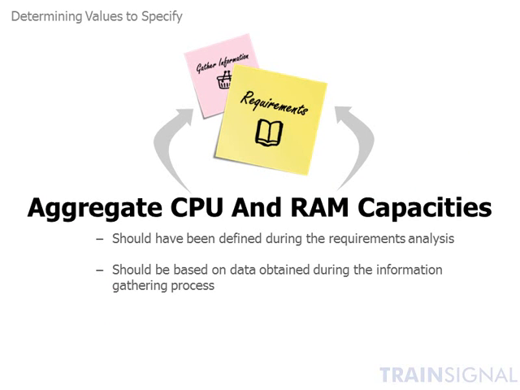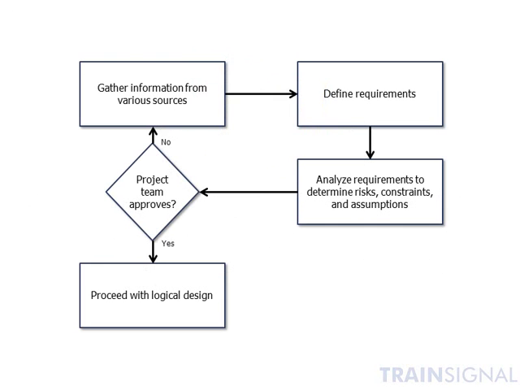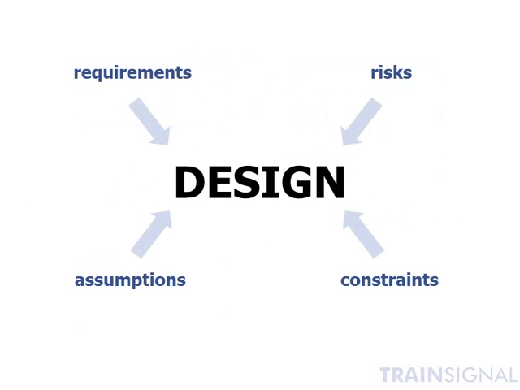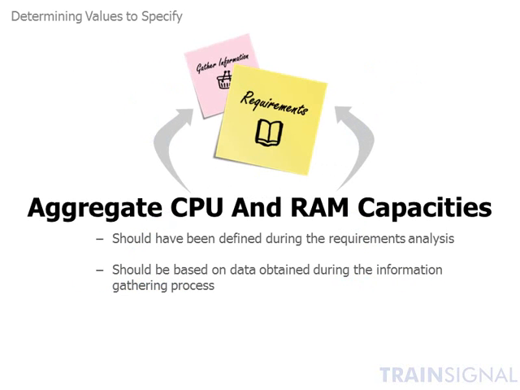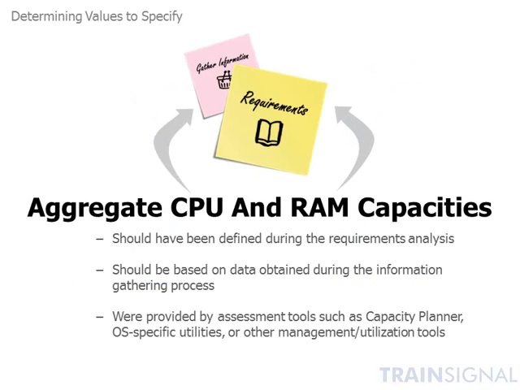Recall that in another lesson in this course, we talked about the process and the procedure for gathering information in order to be able to define the design factors, those design factors being requirements, risks, assumptions, and constraints. And among the requirements are functional requirements, such as I have to be able to support a certain amount of CPU capacity, I have to be able to support a certain amount of RAM capacity. So your aggregate CPU and RAM capacities are actually driven straight out of the requirements analysis based on data provided by tools that assess the current environment or that assess the applications, operating systems, services, and workloads that are anticipated to run in the environment.